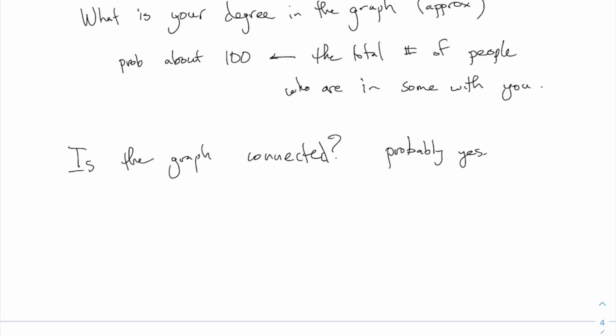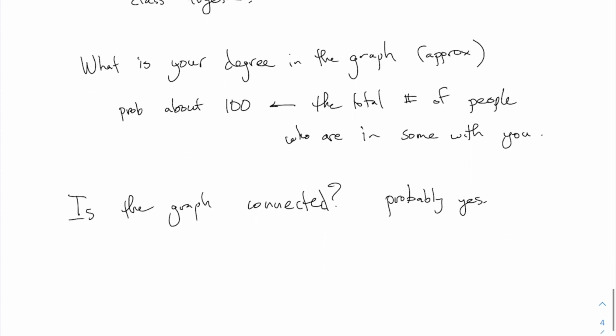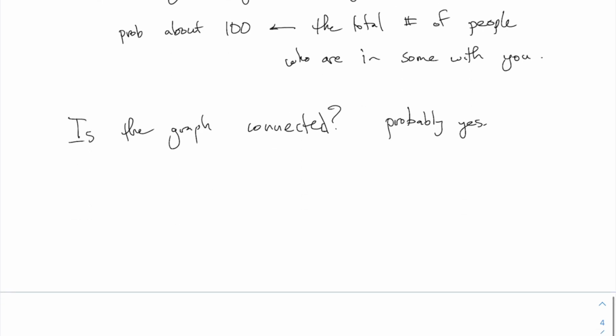This is why I said people who are not abroad. If you include abroad students, they would be disconnected from the rest of us here on campus, because someone living in Japan for a semester is not in any classes together with anybody on campus here. And so they would not be connected to the rest of the graph. All right? Probably yes.